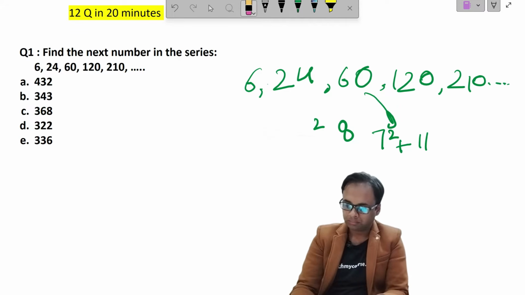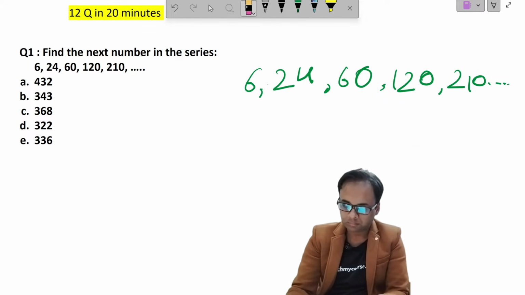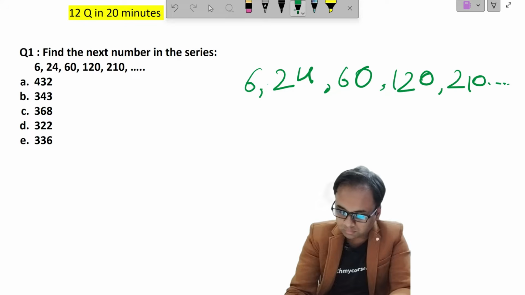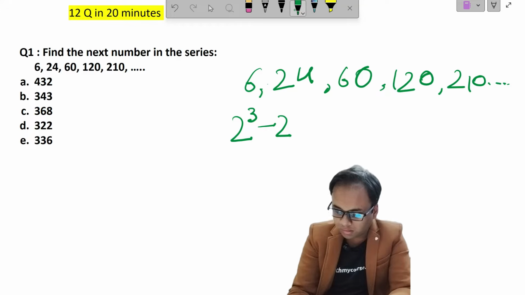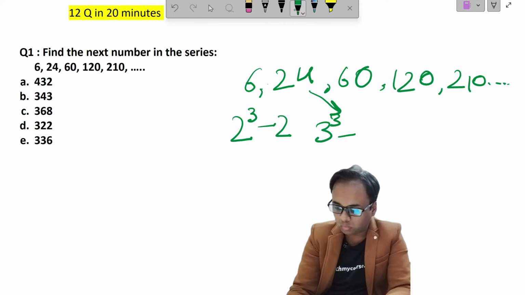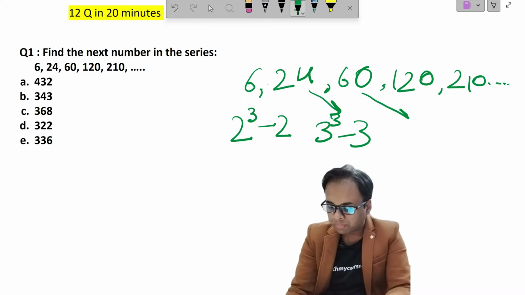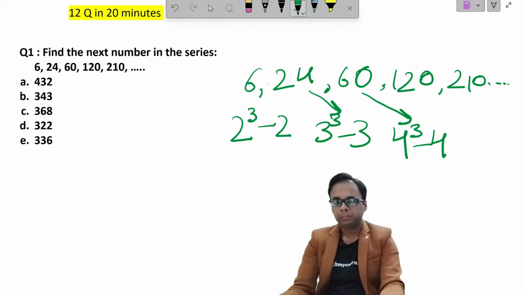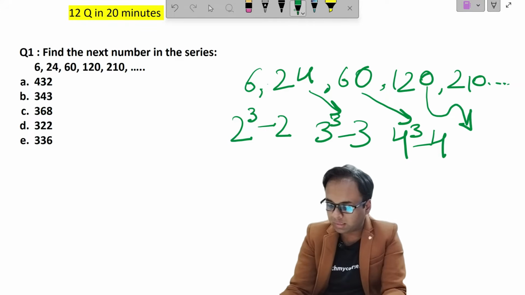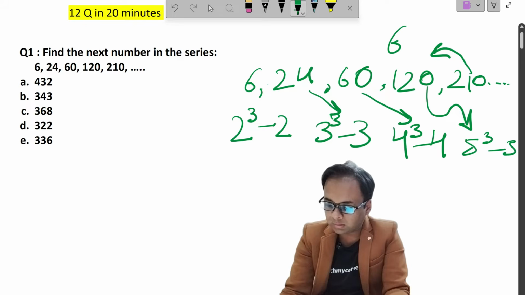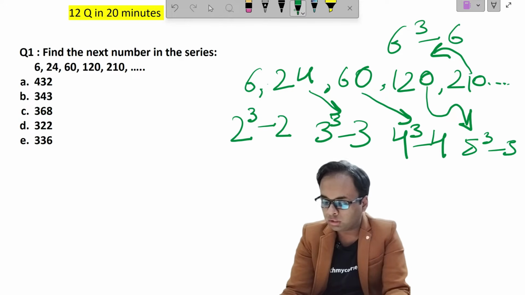We will try the cube series. For the cube series, 6 can be expressed as 2 cube minus 2, which is 8 minus 2. 24 can be expressed as 3 cube minus 3, like 27 minus 3. 60 can be expressed as 4 cube minus 4, which is 64 minus 4, that is equal to 60. And 120 can be expressed as 5 cube minus 5. Similarly, 210 can be expressed as 6 cube minus 6, which is 216 minus 6.